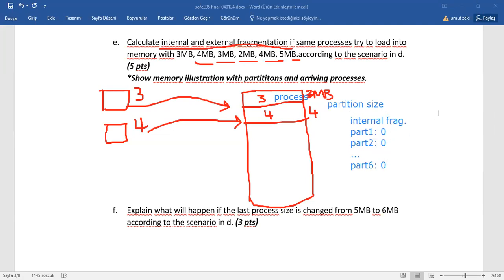If the internal fragmentation is 0, external fragmentation will be 0 again, because it is the addition of all partitions' fragmentation. So external fragmentation will be 0 again. It's because I am adding all internal fragmentations to find the external fragmentation. So is this one okay?